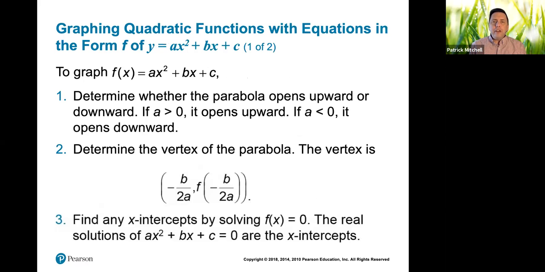To graph this function, first determine whether the parabola opens up or down. And by the way, that works exactly the same as if it was written in standard form. This value of a is actually the same as the value of a in standard form. Then determine the vertex of the parabola, and in this case you have to use the formula negative b over 2a for the x coordinate. Then you find the x-intercepts by solving f of x equals 0. And in that case you're either going to have to factor to find the solutions of that equation, or you're going to have to use the quadratic formula.